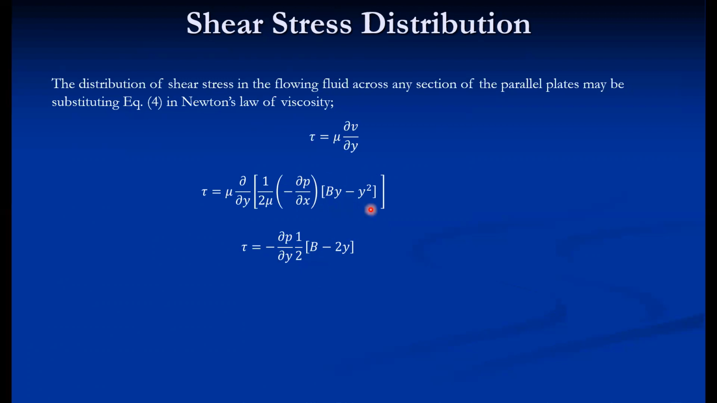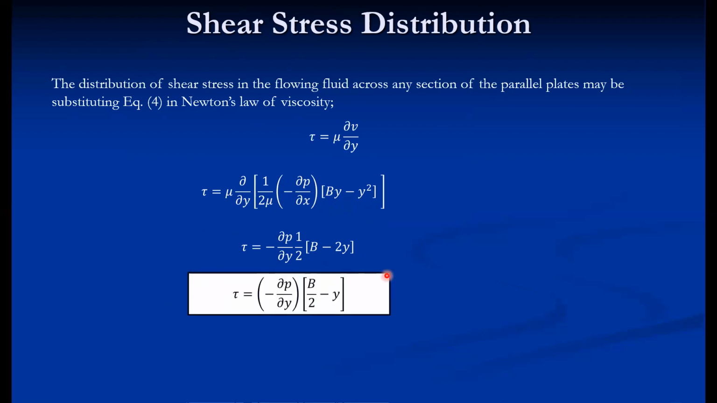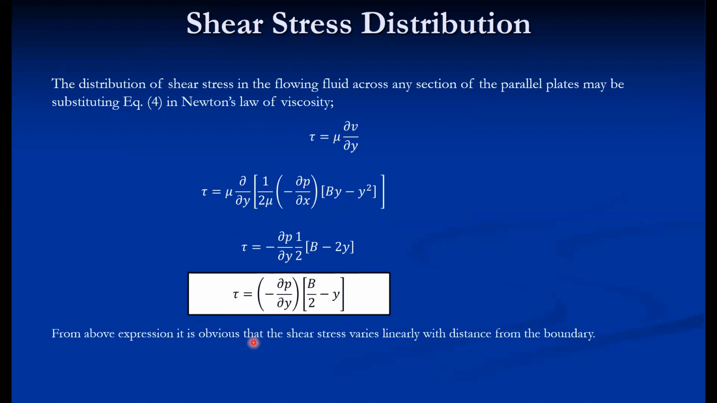So this is b minus 2y. So 1/2 and mu get cancelled. So like the previous case, tau is equal to minus into bracket ∂p/∂y. If I take this 2 inside the bracket, it is b/2 minus y. So again, from this equation, it is obvious that the shear stress varies linearly with the distance from the boundary.